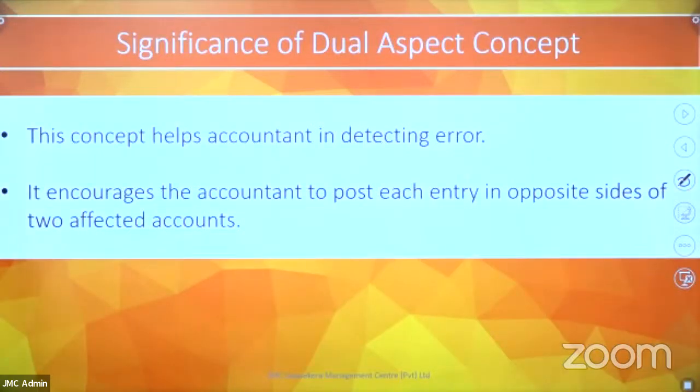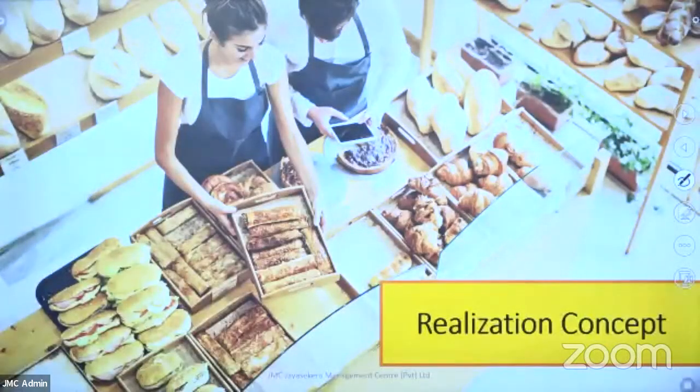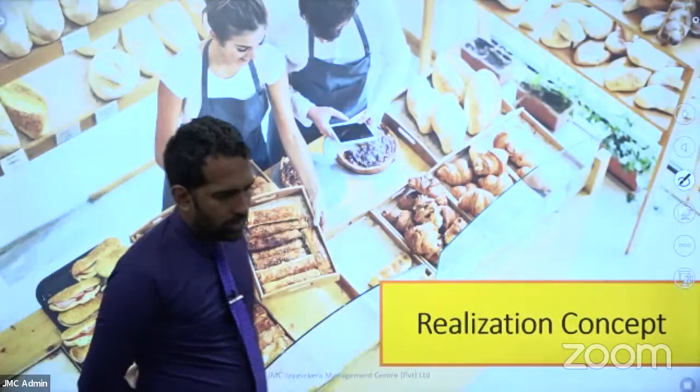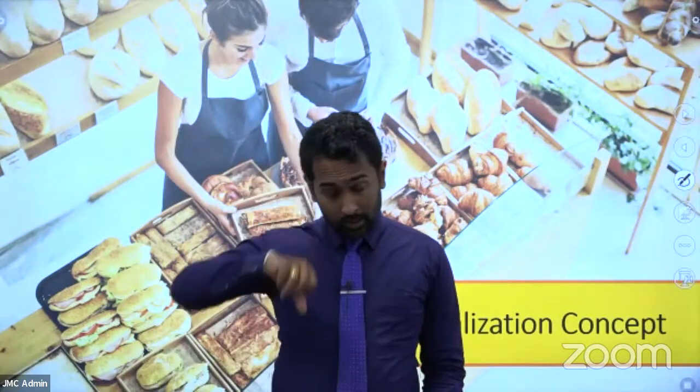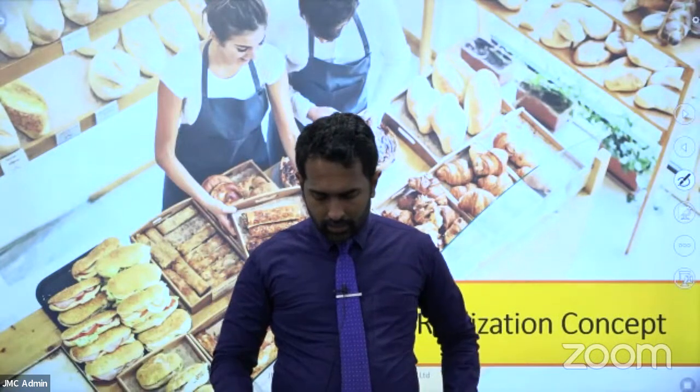Significance. This concept helps accountants in detecting the errors. It encourages the accountants to post each entry in opposite side of two affected accounts. Opposite side, like in debit credit. Okay. So we have learned the dual impact or the duality concept.